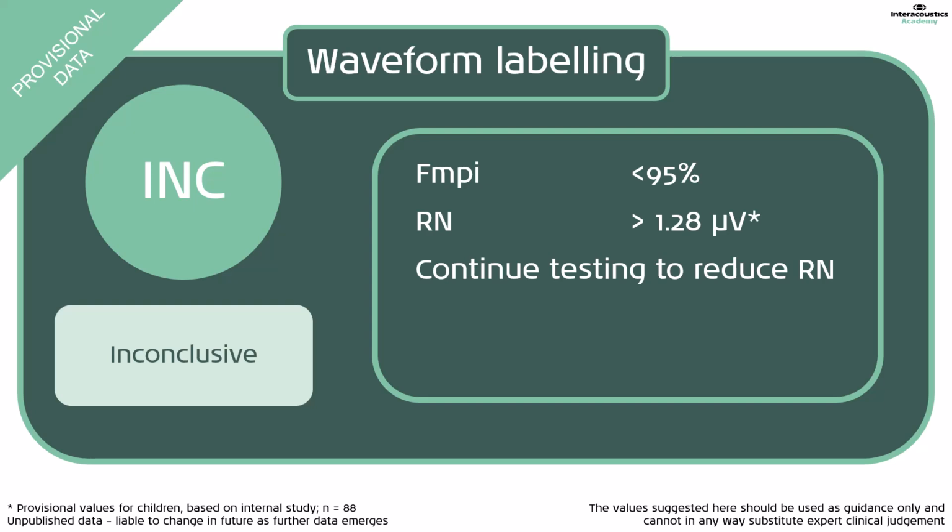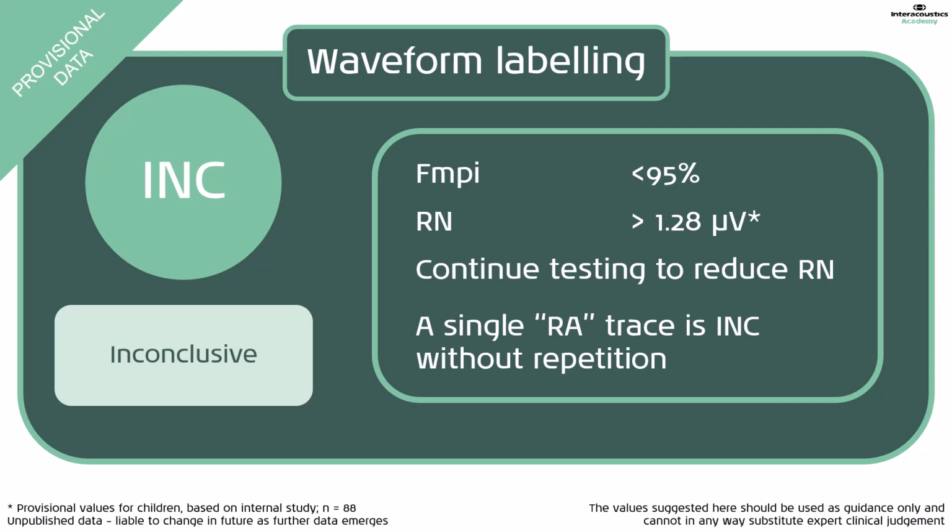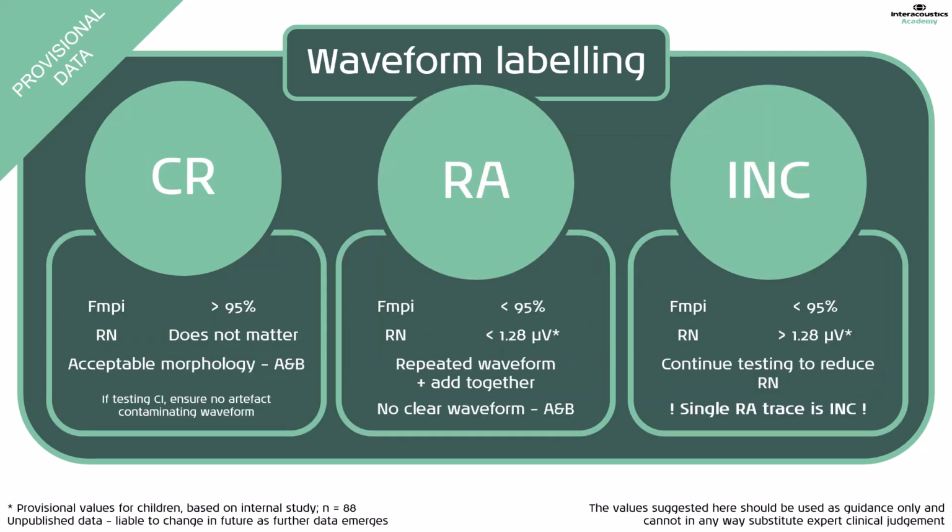It is also important to remember that a single trace which meets the response absent FMPI and residual noise values is in fact inconclusive if the test has not been repeated. It is the repetition that confirms the response absent. Here we can see a summary of these values as they relate to children. It is important to remember the residual noise values are provisional and liable to change as further data emerges in the future. And it is important to remember there are different residual noise values for adults compared with children.